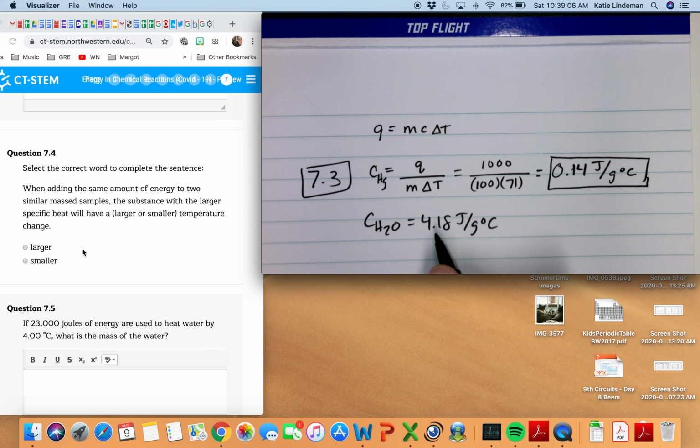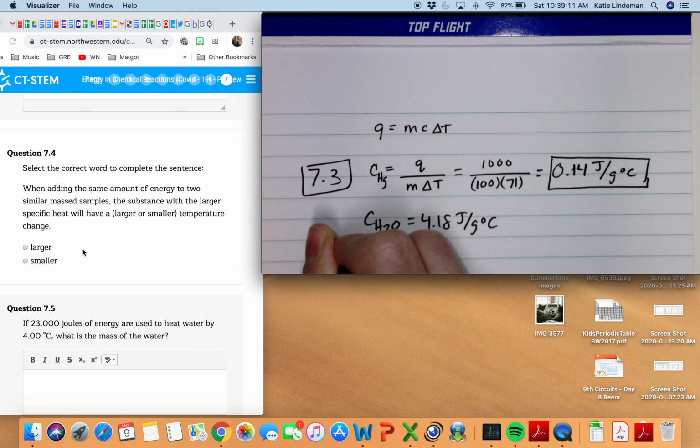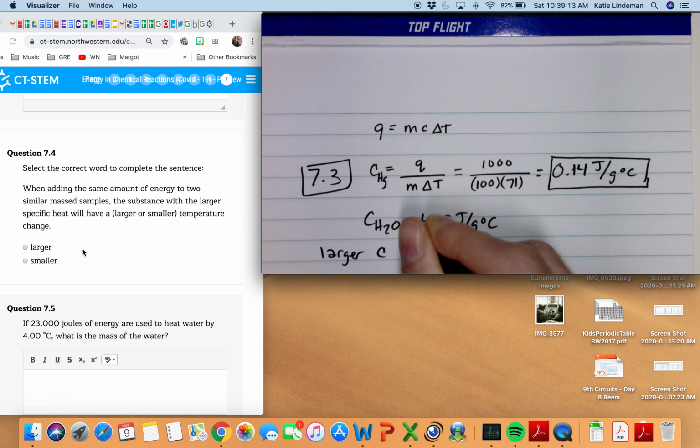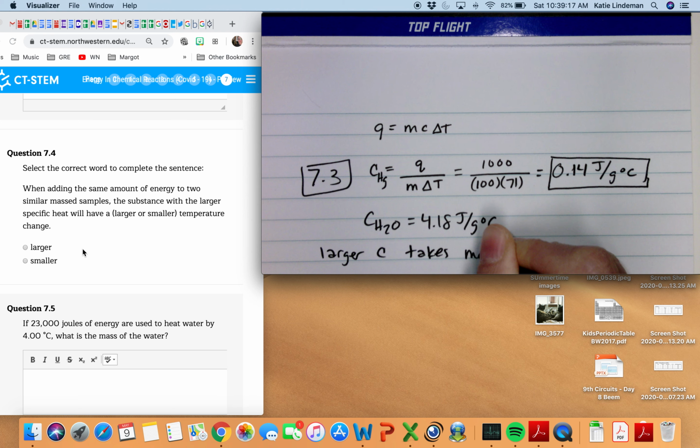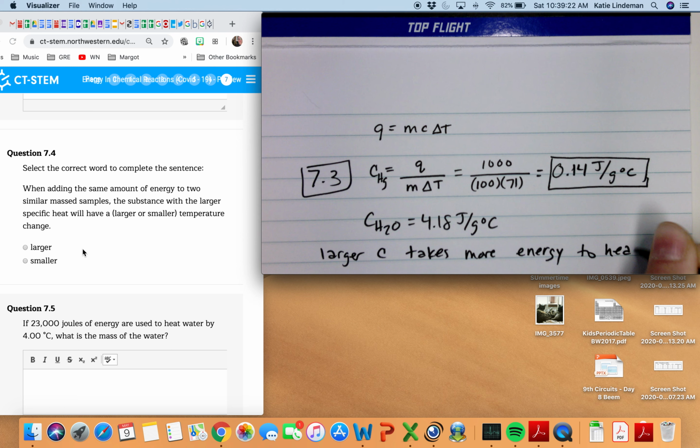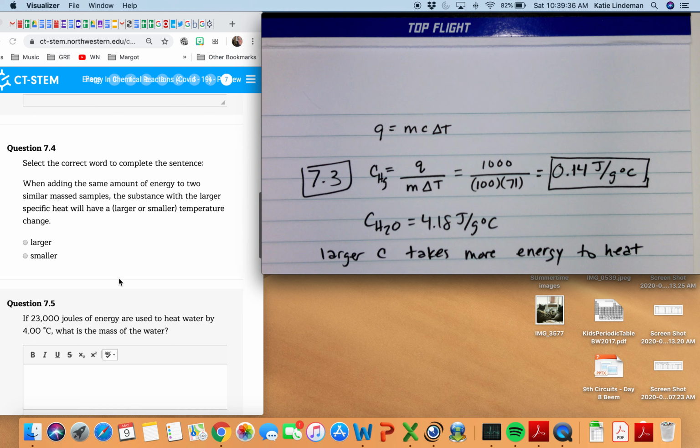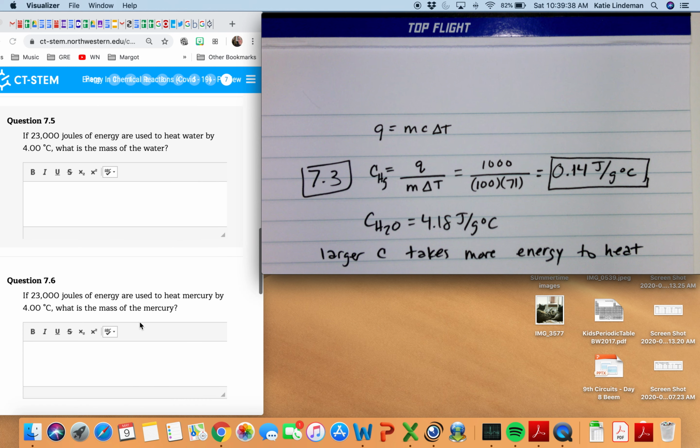You should realize that the substance with larger C takes more energy to heat. So if the substance with the larger C takes more energy to heat, then that means the substance with the larger C is going to end up having a lower temperature change. Okay, so moving on to 7.5.